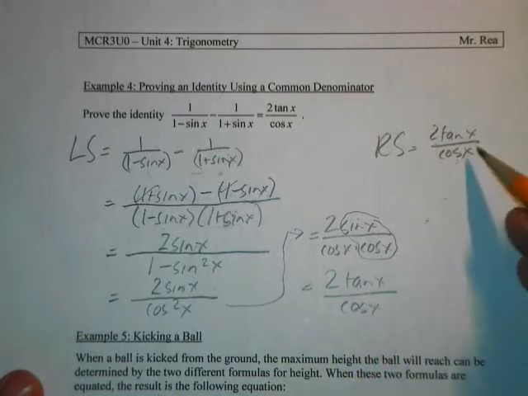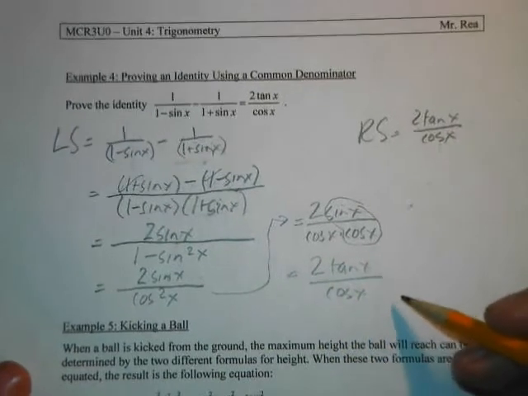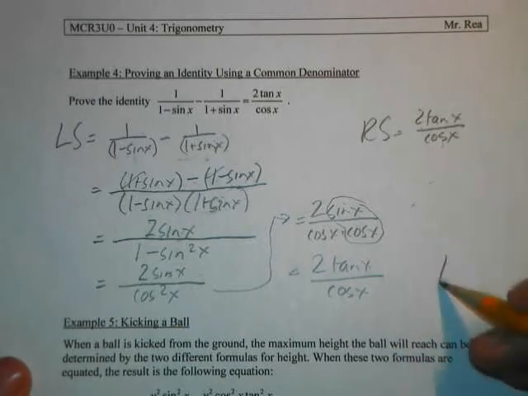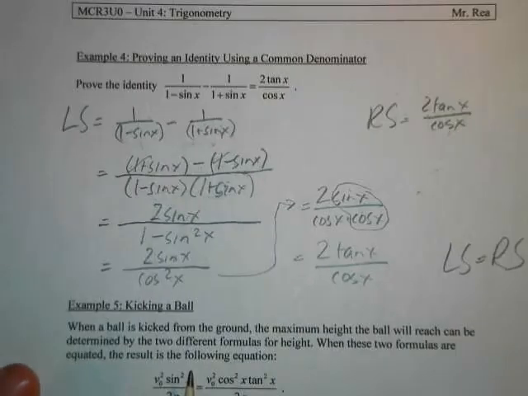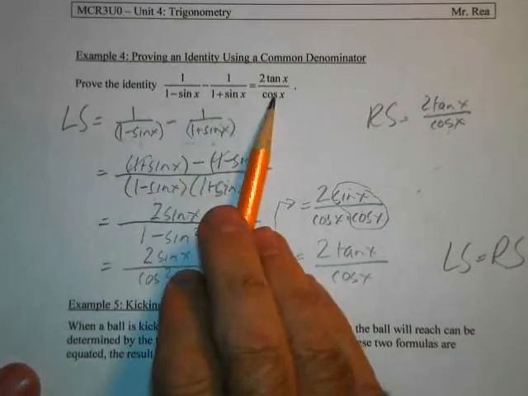And again, I've got this to be exactly the same as the right side. So left side equals right side. Proof is finished. And we know that this identity is true.